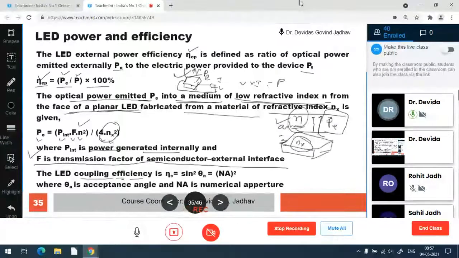LED coupling efficiency eta C is given as eta C equal to sin square theta A or NA square, because NA is nothing but sin theta A, isn't it? So either you can write eta C as NA square or as sin square theta A. Here theta A is the acceptance angle and NA is the numerical aperture. So this is also one more formula, the coupling efficiency.